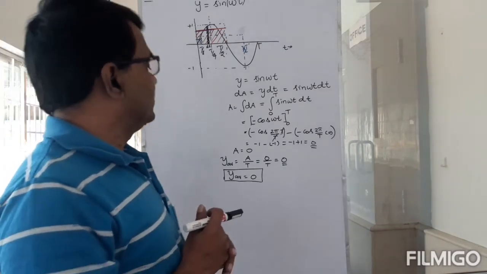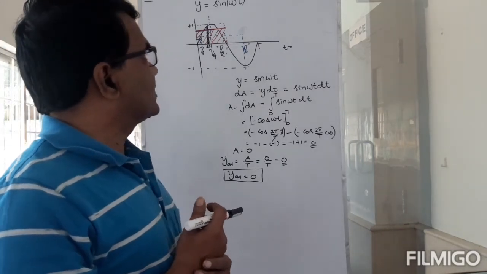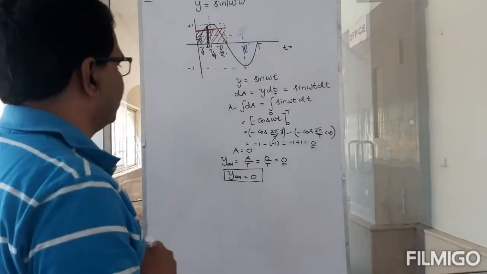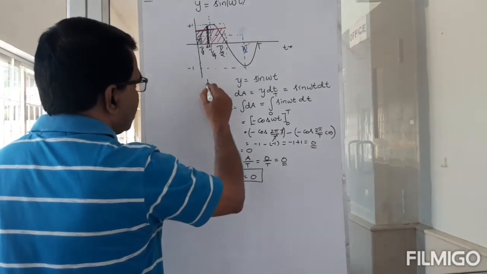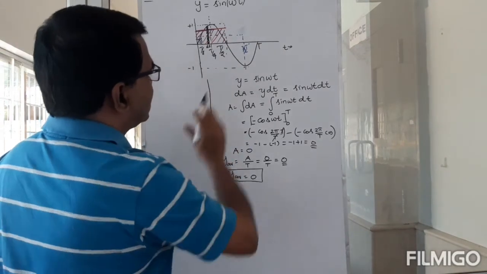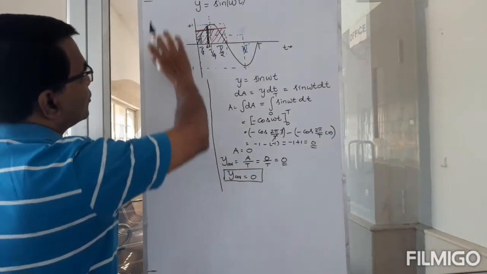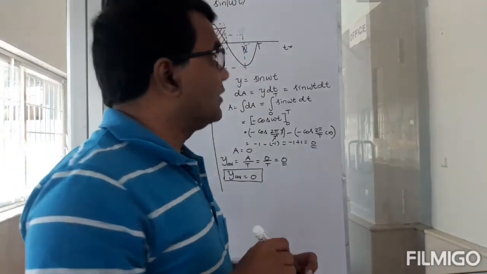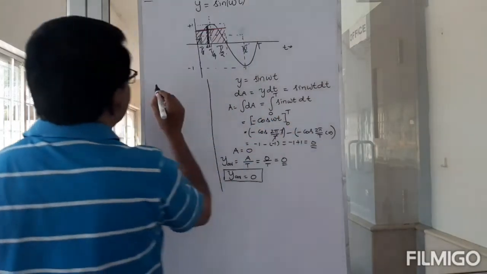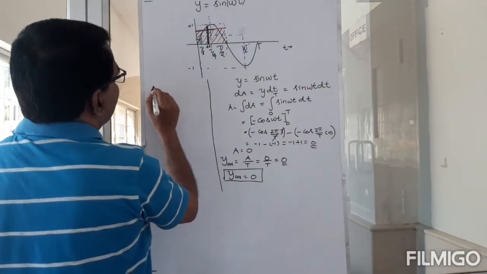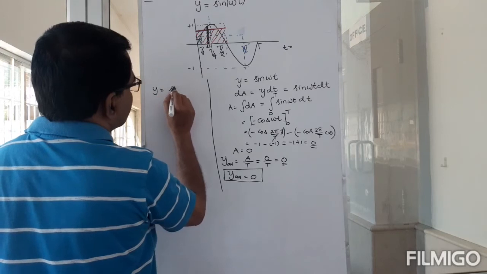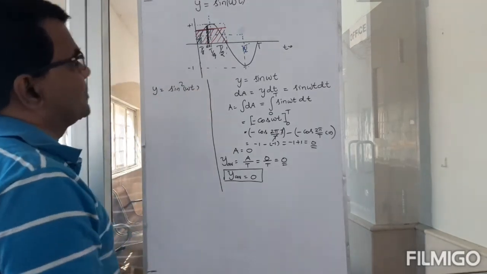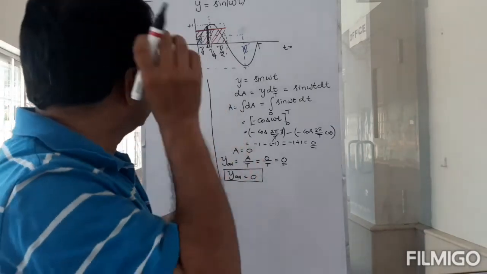What about the sine squared function? Let's see. I'm going to do the same thing, but this time I'm going to take the sine squared function. What is the sine squared function? It's like this, right? Y is equal to sine squared omega t or something. That's the sine squared function.